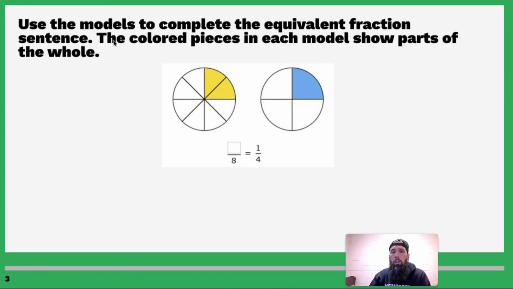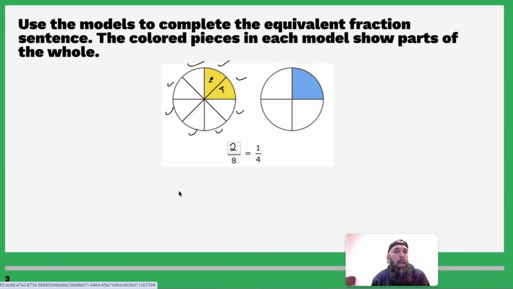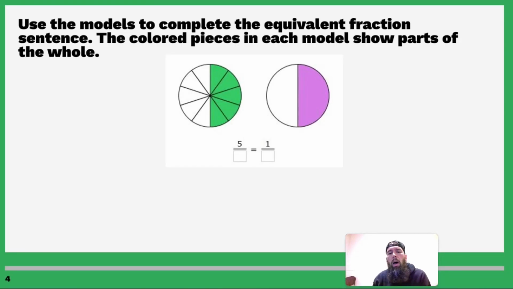But what we're going to do is use these models to complete the equivalent fraction sentence. So it's the pieces that are colored in that we're going to care about. Now, 1 over 4, just like we just saw, is going to look the same as this. This is the same exact area. So if you're 1 out of 4, we could treat this as 1, 2, 3, 4, 5, 6, 7, 8 total slices, and 2 of them are colored in. So 2 out of 8 is the same as 1 over 4, just like we just saw.